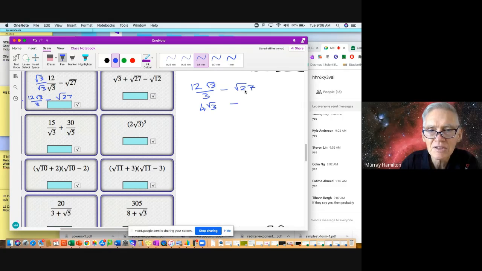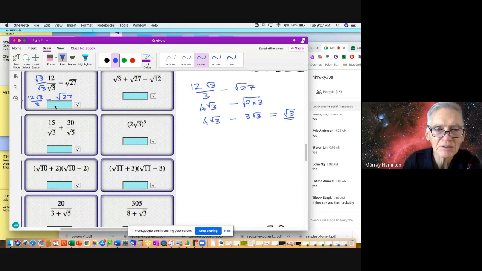Now 27, we can see a square number in there, 9 times 3. And so we've got 4 root 3 minus the square root of 9 is 3, 3 root 3. That equals 1 lot of root 3. So my answer to this one here is just square root of 3.